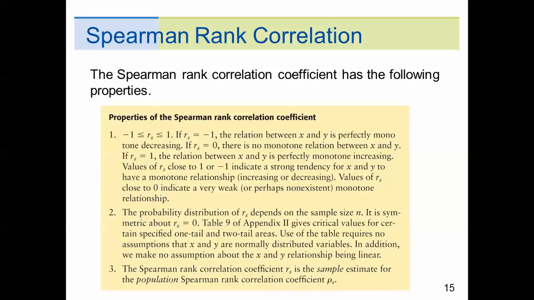The Spearman correlation coefficient is the sample estimate for the population Spearman rank correlation coefficient. The population correlation coefficient is P sub S. P sub S would be the population Spearman rank correlation coefficient, as opposed to the R sub S, which is a sample.